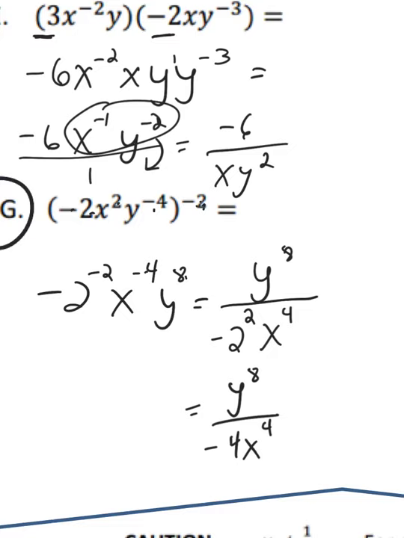I only got to change the exponents. So when I simplify -2 squared, -2 is not inside a set of parentheses. So I have to keep that negative symbol. 2 squared is 4. X to the 4th is on bottom.